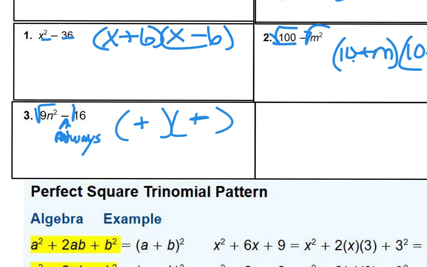So we'll take the square root of both of them. So this would be 3n and this would be 4. Okay. It's kind of a mess there. 3n minus 4. All right, so that's difference of squares.